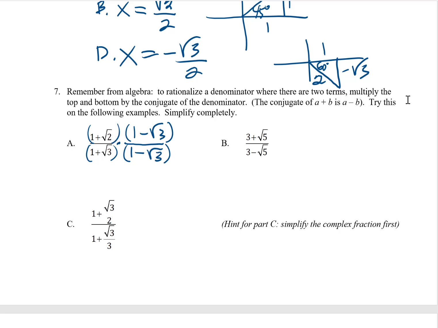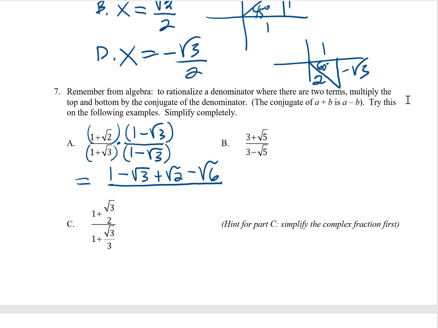These problems can end up kind of messy here. What I've ended up with is a couple of FOIL problems. So I've got on the top 1 times 1 is 1. The outer would be minus root 3. The inner plus root 2. The last minus root 6. None of those are like terms, so I can't combine them at all. And then on the bottom works out a little nicer because it's the a plus b, a minus b pattern. In fact, that's why this trick works.